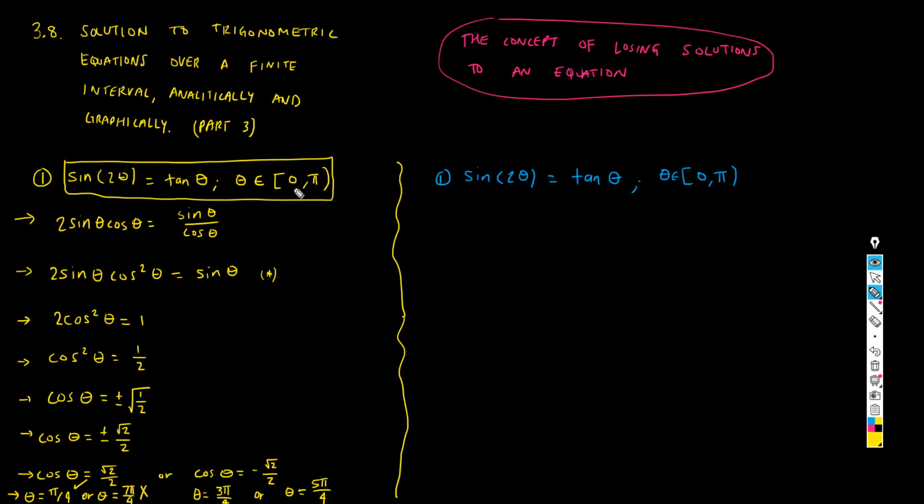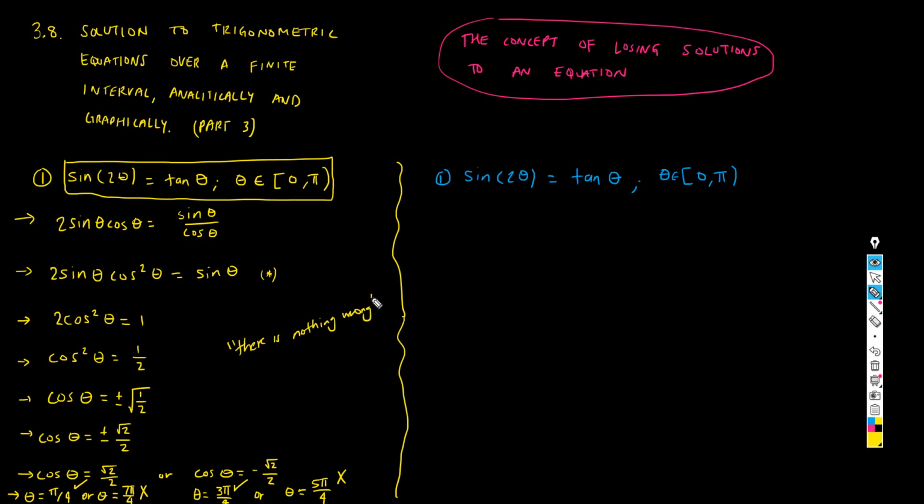3 pi over 4, is it in here? Yes. And 5 pi over 4 radians is not inside this interval. So that's it. This is the conclusion for this specific equation. Following this algebraic method, I get two solutions, pi over 4 and 3 pi over 4 radians. And apparently there is nothing wrong with all of this process, right? Apparently there is nothing wrong.